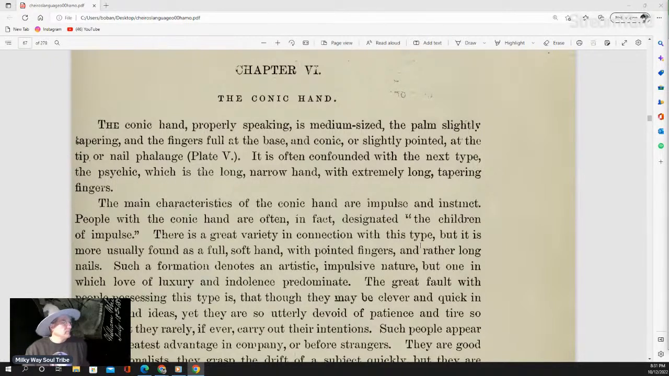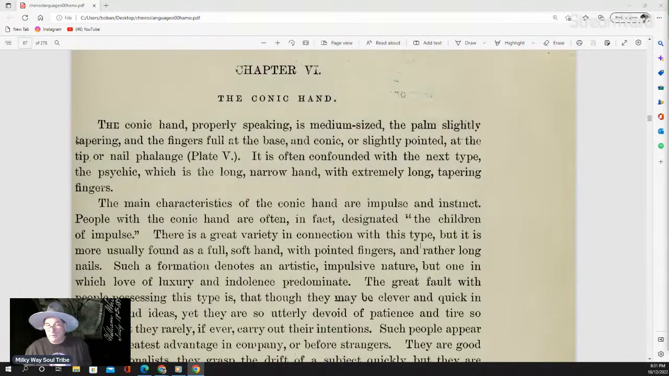Yes, I think so. Okay, the conic hand, properly speaking, is a medium hand. Do you have a conic hand? The conic hand, properly speaking, is medium size, the palms slightly tapered, and the fingers full at the base. The conic, or slightly pointed at the tip or nail, is often confounded with the next type, the psychic hand, which is the long, narrow hand with extremely long, tapering fingers. The main characteristics of the conic hand are impulse and instinct. People with the conic hand are often, in fact, designated the children of impulse.